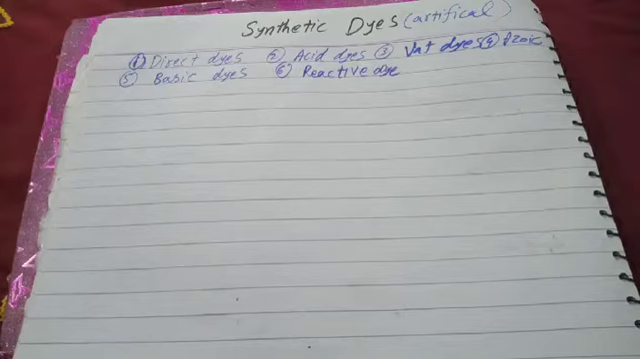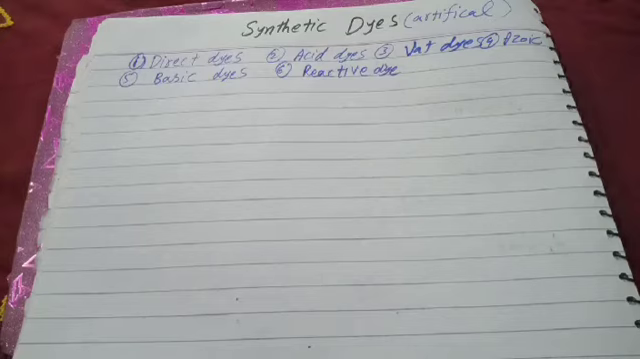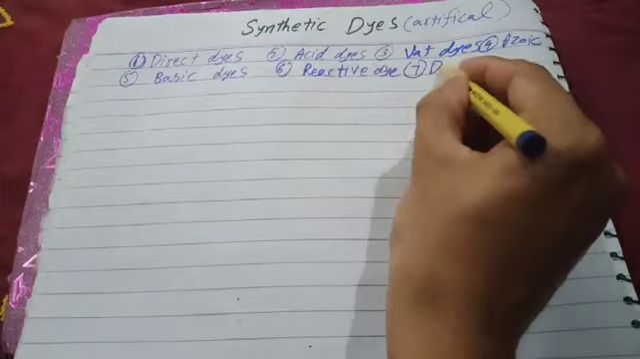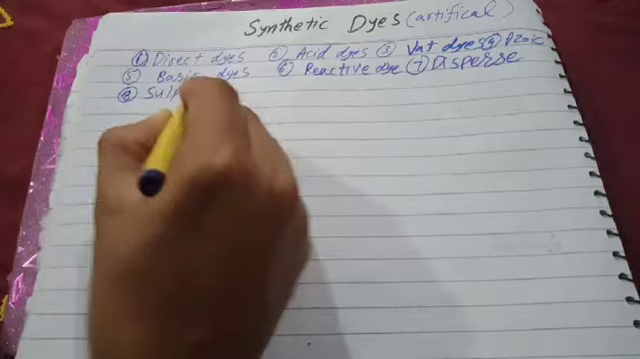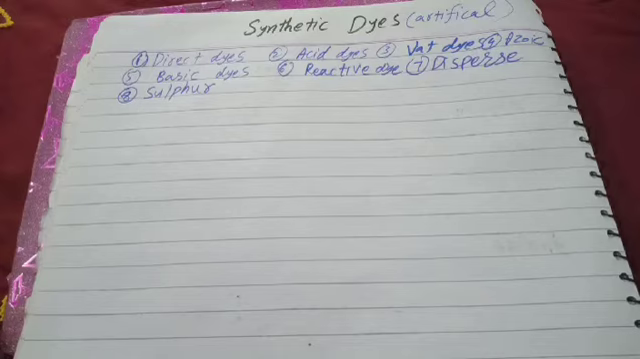Reactive dyes. Number seven is the disperse dyes. Number eight is the sulfur dyes. We discuss one by one. Sulfur dyes, synthesis of dyes, we discuss later.